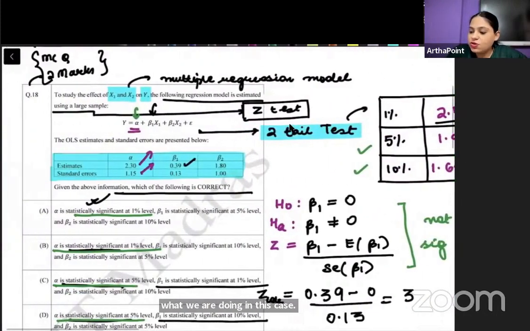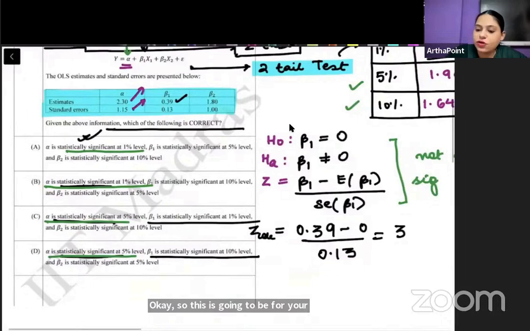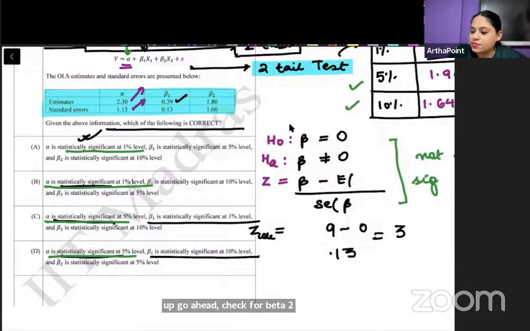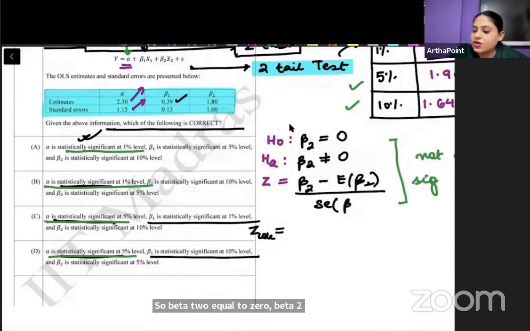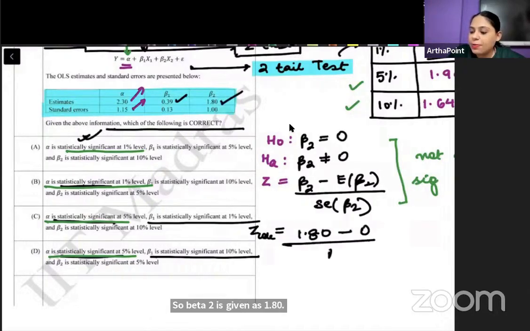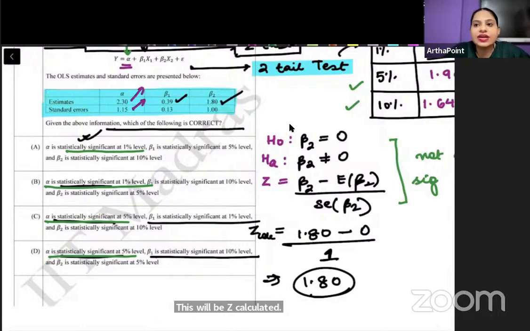Okay, so this is going to be for your second one, which is beta 1. Go ahead, check for beta 2. So just put beta 2 everywhere. So beta 2 equal to 0, beta 2 not equal to 0, expected value of beta 2. So beta 2 is given as 1.80 minus 0 upon 1. This will come as 1.80. This will be Z calculated. We need to compare Z calculated with Z tabular.